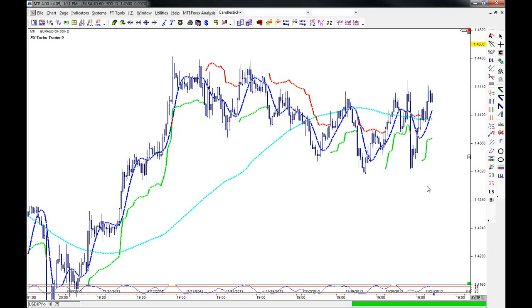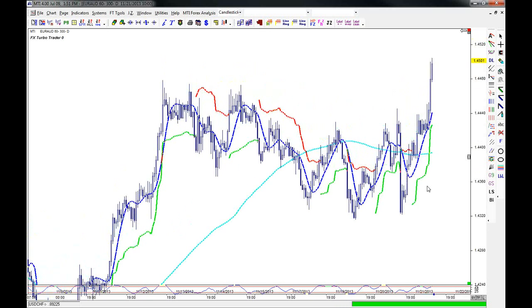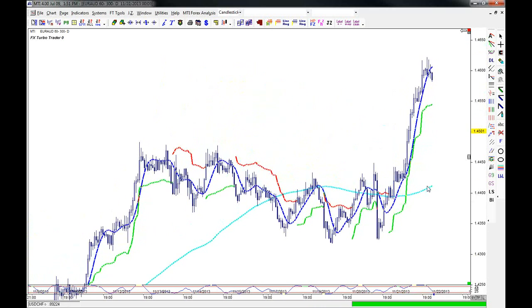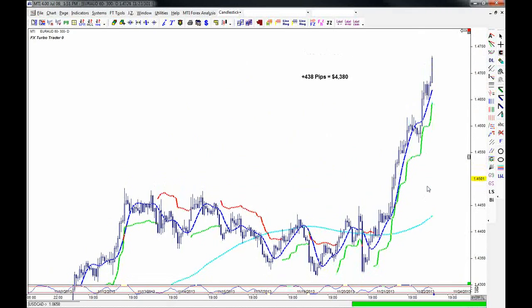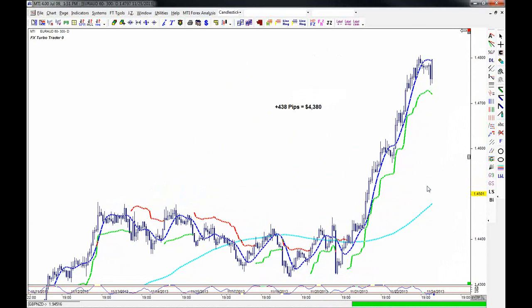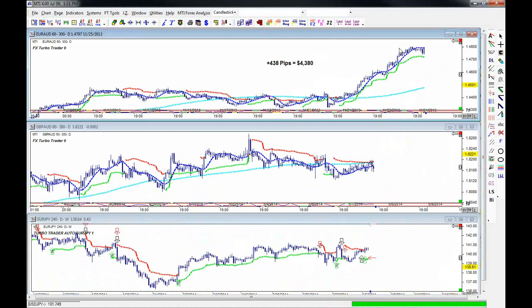So before I pull up a different currency pair, let me just show you. If you were to have bought, take a look at this. Look at the green indicator. You still have the green indicator. You're above the teal blue line. Look at that. The green indicator is still telling you what to do. And once again, you would have taken advantage of this right here, 438 pips.